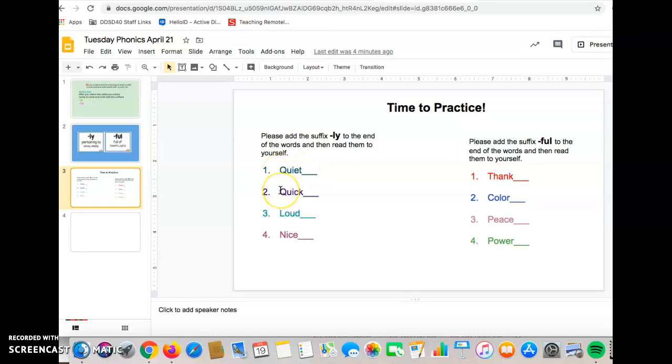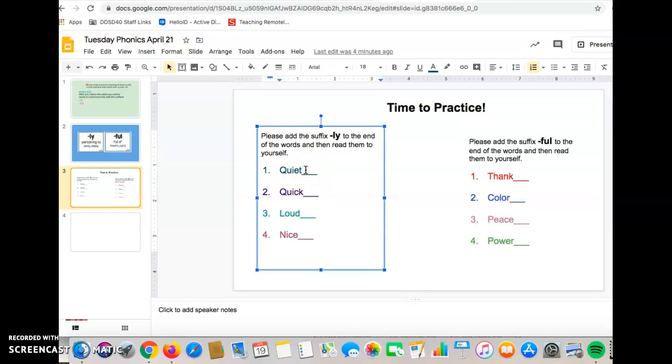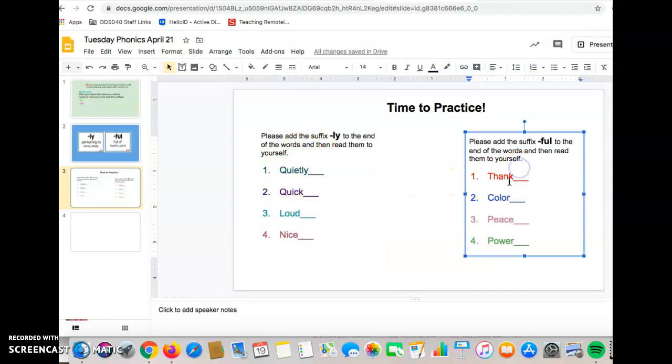Quiet, quick, loud, nice. So I go here, and I put my cursor, and I add the suffix ly. Then I read the word, quietly. So when I'm done with these three, I go over here.